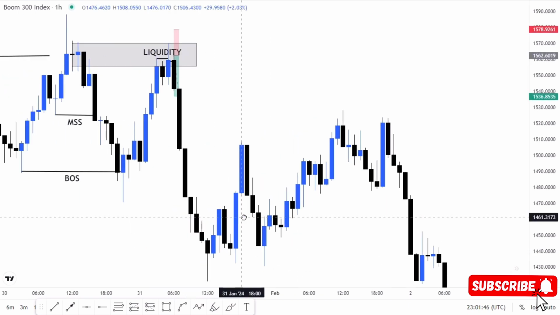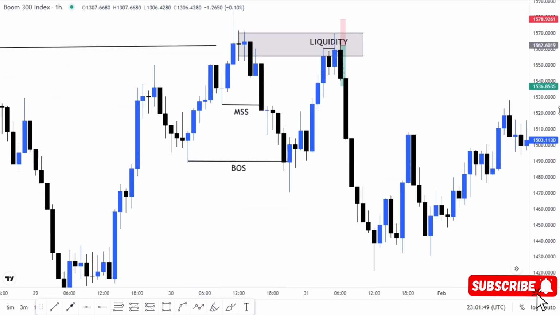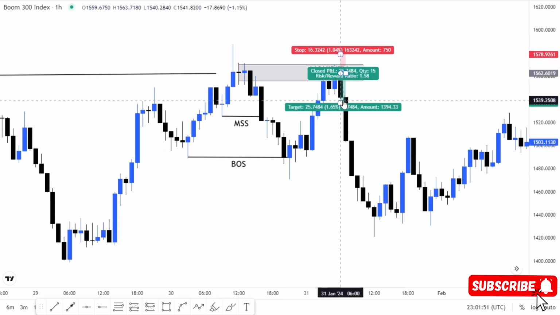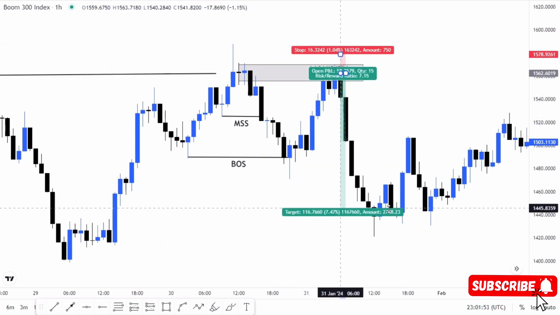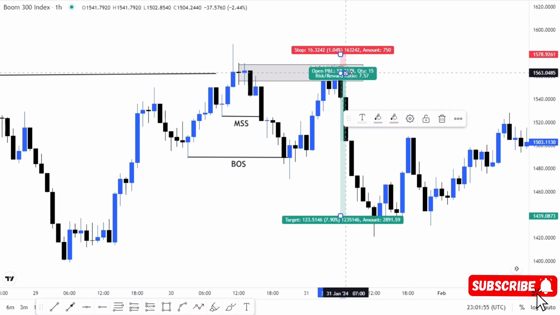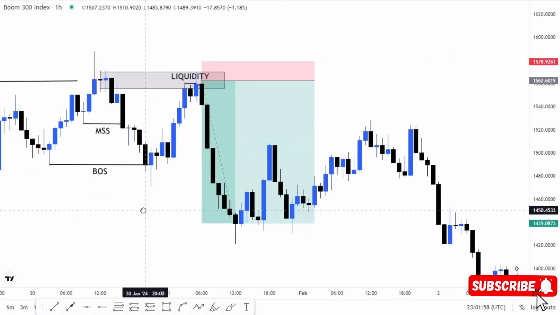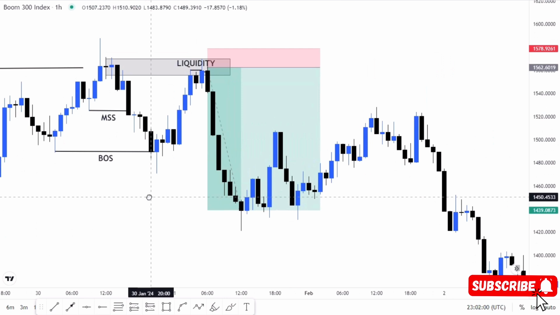This is absolutely beautiful. You see how the whole thing played out. Stop losses very tight, everything checked. You see the whole market just traded to the downside. So this is a very wonderful strategy, guys.